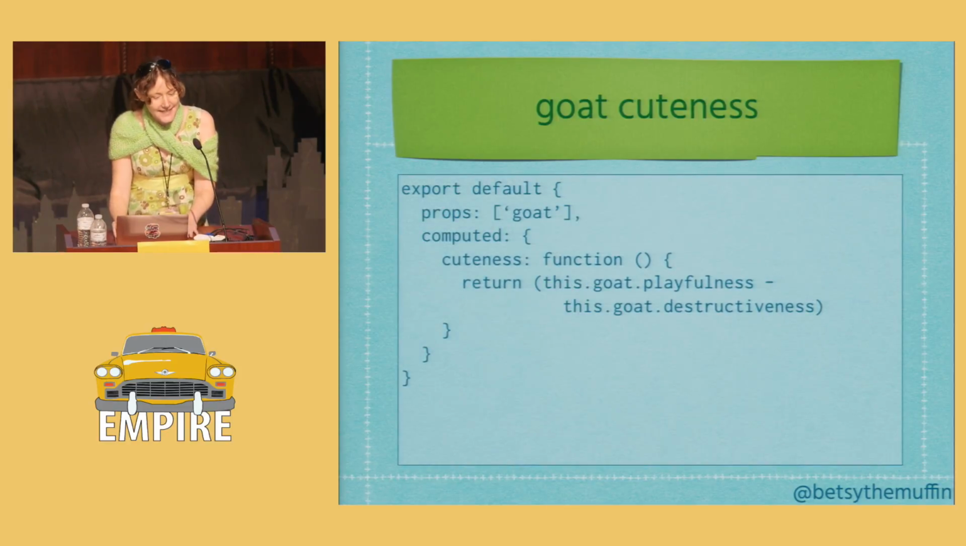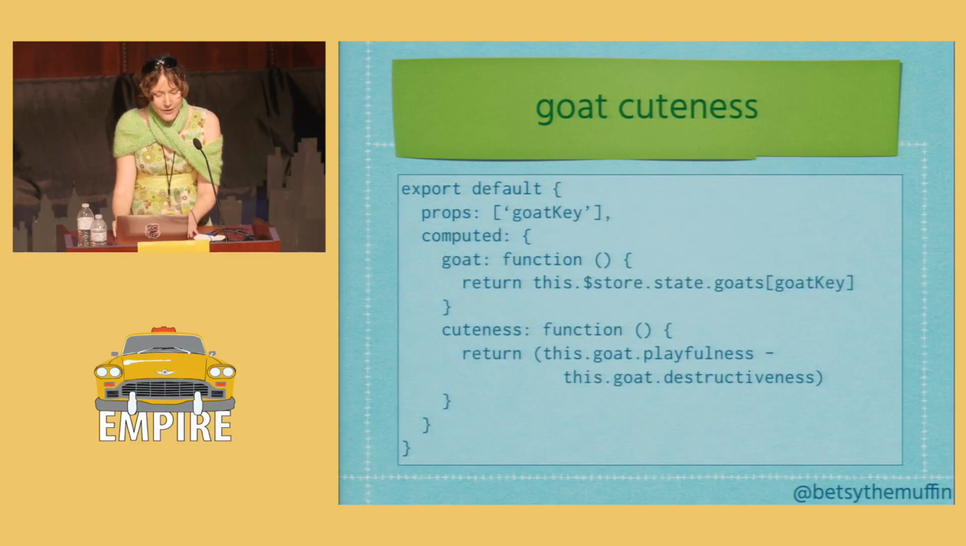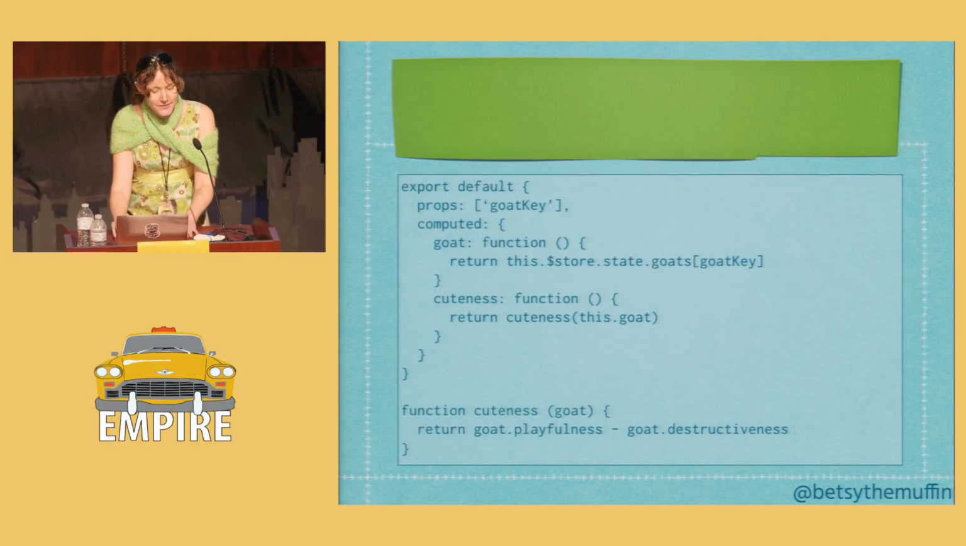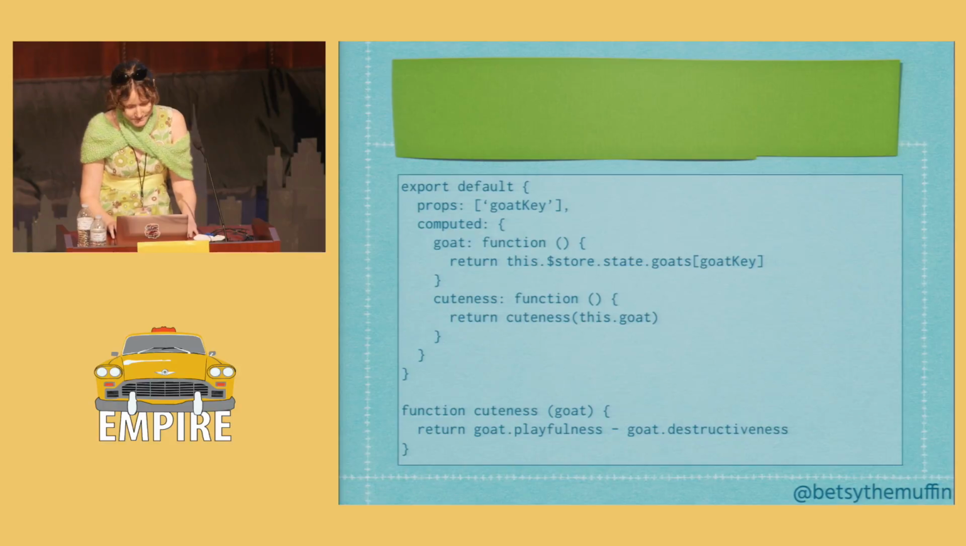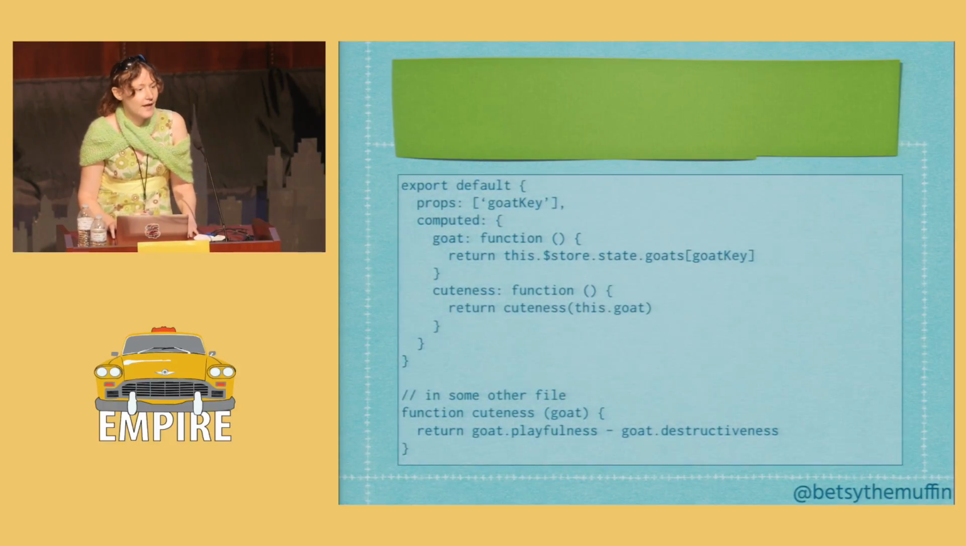Now, it's easy enough to plug this algorithm into a computed property on a Vue component. And it's also easy enough to have that property reference a particular goat in the vuex store. But what if we want to describe the cuteness of a goat elsewhere? We need to extract that to a utility function. We can put it in a different file, but util.goats or util/goats.js isn't necessarily the first place a new person in the code base is going to look.